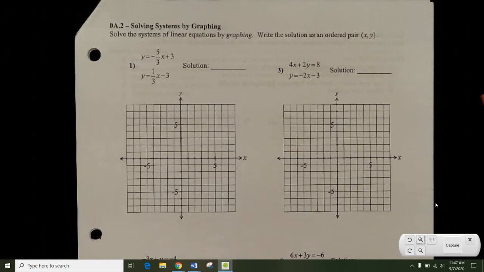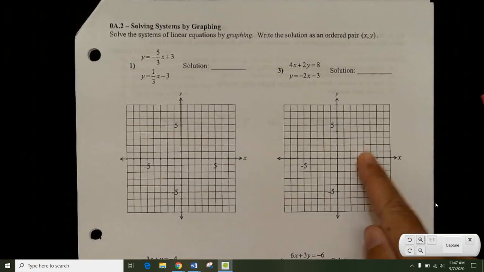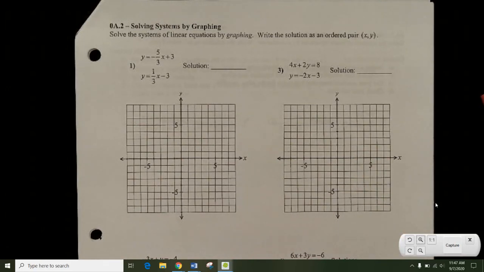This is your first of many instructional videos which are meant to give you a preview or something to look back at to remind you of the skills that we're going to be using in this class. So the first skill is section 0A.2 and that's solving systems by graphing. So I'm going to go through number 1 and number 3 on page 3 of your packet in this video. Follow along, take notes, and this is going to set you up for success in this topic.